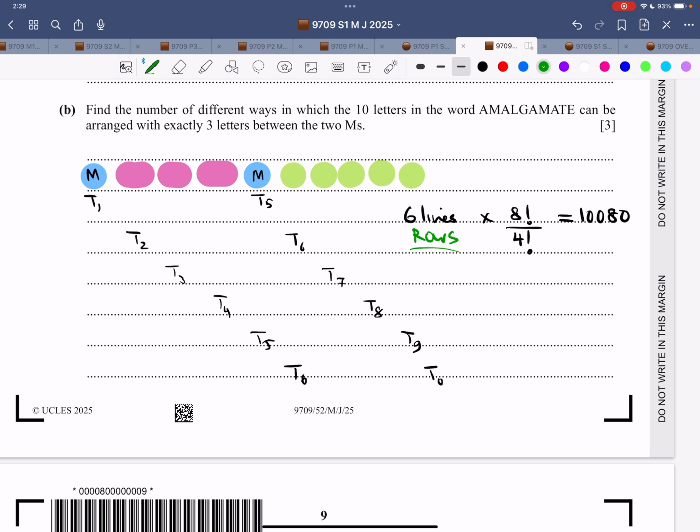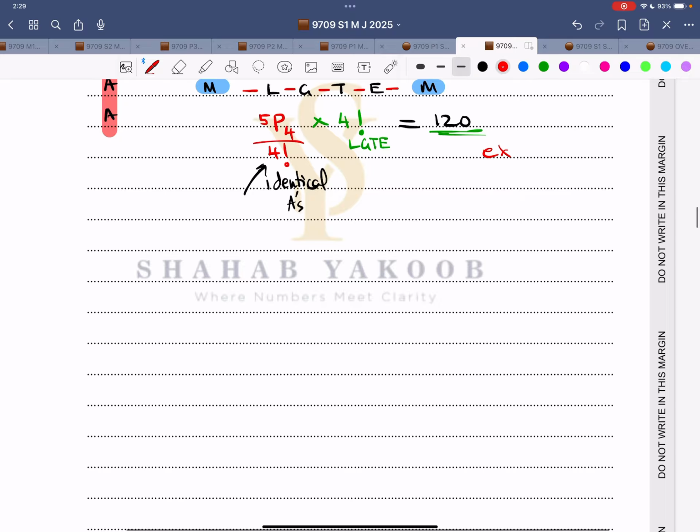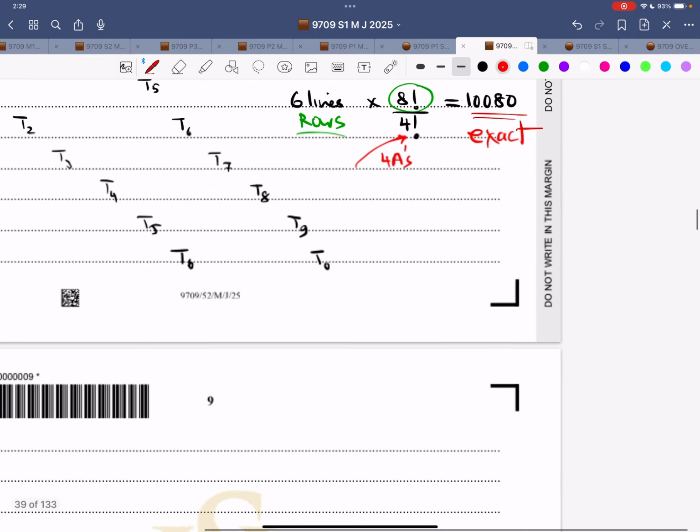And then what about these 8 letters? They can be arranged in 8 factorial ways. But why divide by 4 factorial? Because of the identical A's. That is why we divide. And this is the answer that we get. Again, this is exact, no rounding off.